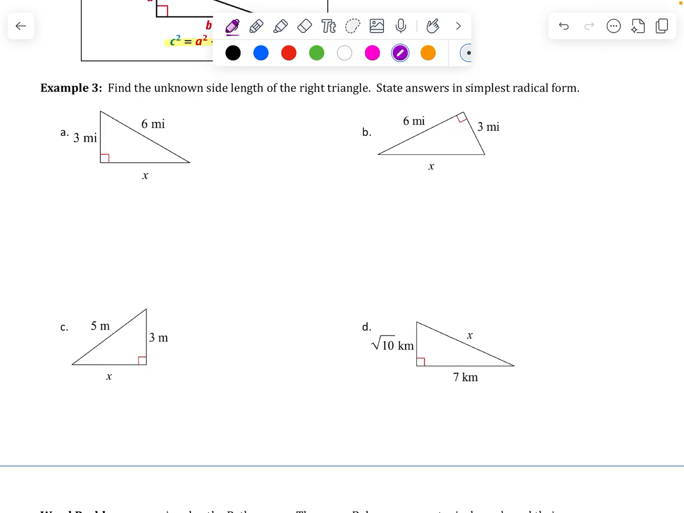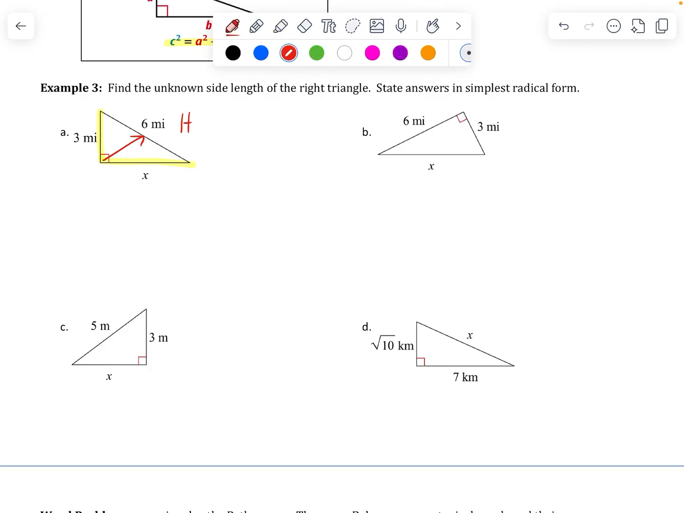If we look at example 3, again, it's very important to differentiate the hypotenuse from the legs. The hypotenuse is opposite the 90-degree angle, so 6 is my hypotenuse. My legs are the two sides that are making the L, or meeting at the right angle.